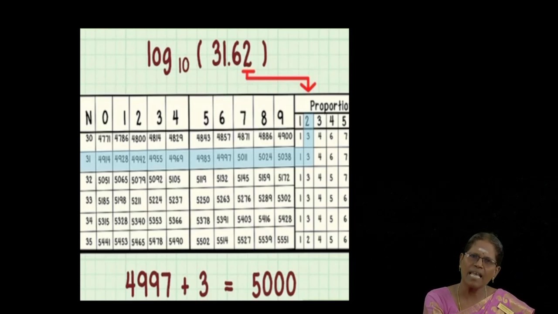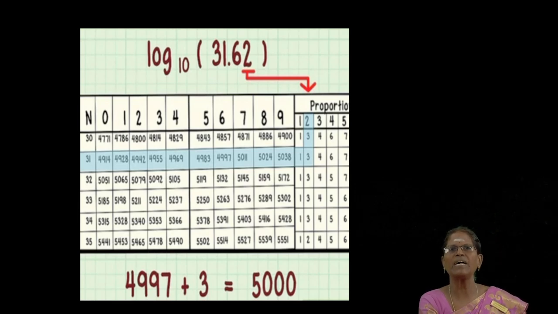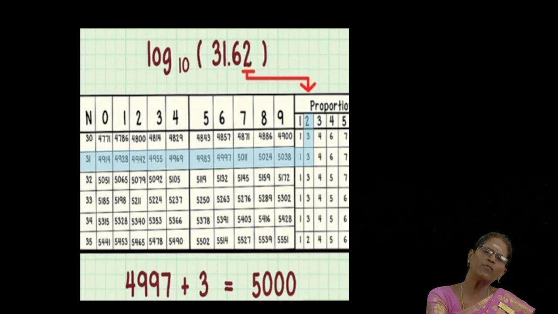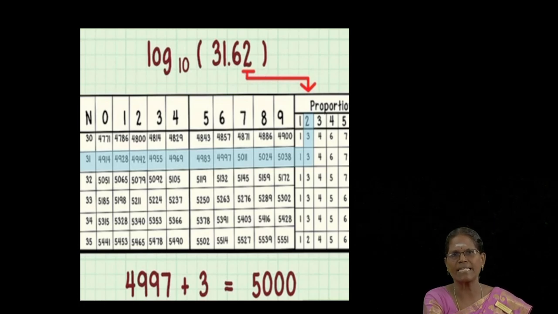When we say log, we mean only common logarithm. For common logarithm, the base is 10. So for common logarithm, we have to refer to the logarithmic table and anti-logarithmic table. When we are going to find the log value, we should consider the log table. Here we are going to find the log value for the number 31.62. First we have to find the mantissa. How to find the mantissa?